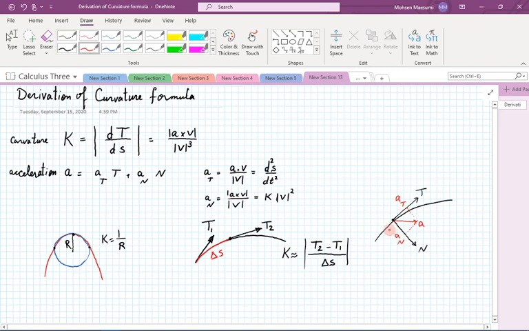Tangential component turns out to be just the second derivative of arc length with respect to time. So that is essentially how fast your speed is changing. The other one is the normal component, the formula that's very famous in a variety of physics formulas. Sometimes you write it as v squared over r. Here we are writing it as curvature times speed squared. We want to know where does this one come from.